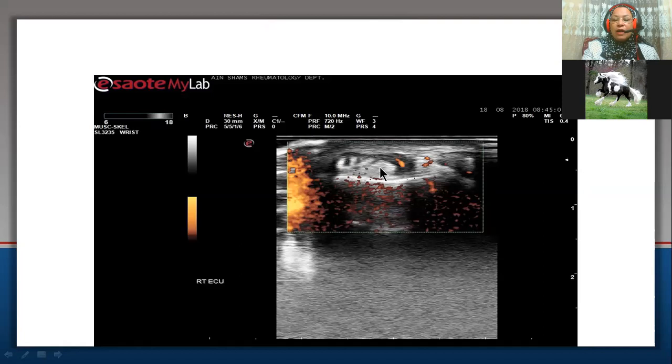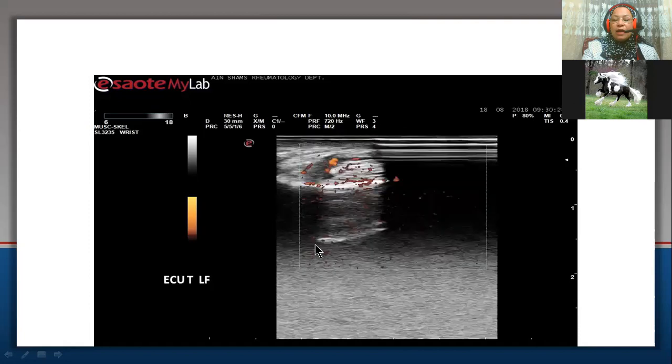extensor carpi ulnaris tendon, which may indicate either partial tear or tendinopathy of the tendon, together with mild tenosynovitis, synovial thickening, and positive Doppler signal in the tendon sheath of the right extensor carpi ulnaris tendon. On ultrasound examination of the left extensor carpi ulnaris tendon, the tendon was normal, but the tendon sheath showed mild tenosynovitis.